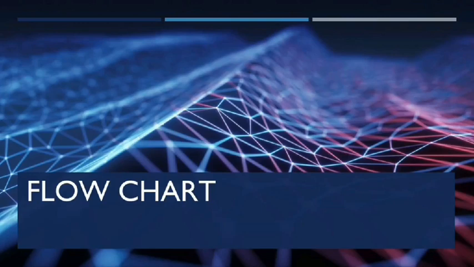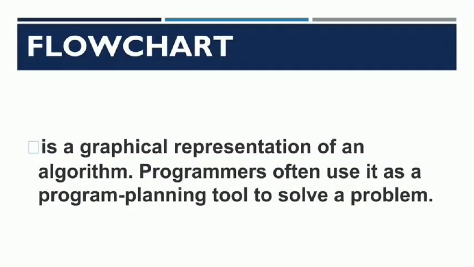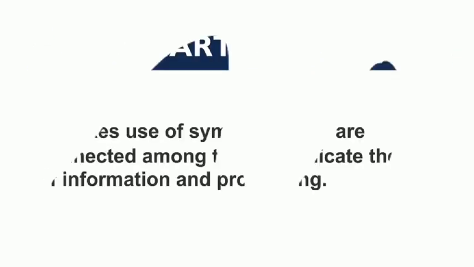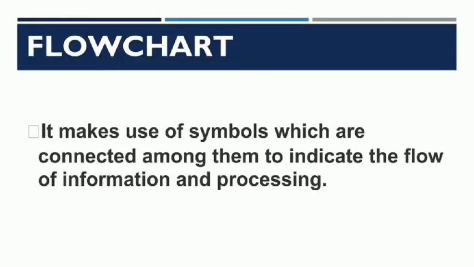In this presentation, we will discuss what flowcharts are, their symbols and functions, and how they are applied in solving problems and representing processes. A flowchart is a graphical representation of an algorithm. Programmers often use it as a program planning tool to solve a problem. It makes use of symbols which are connected among them to indicate the flow of information and processing.